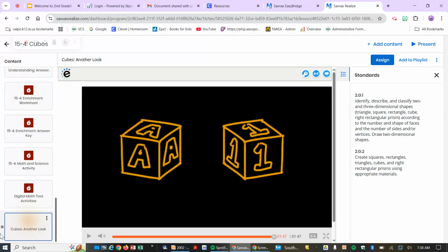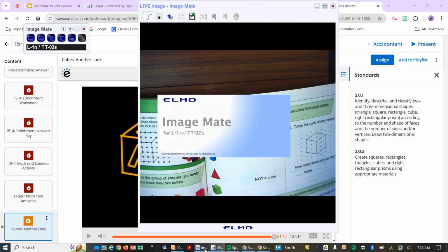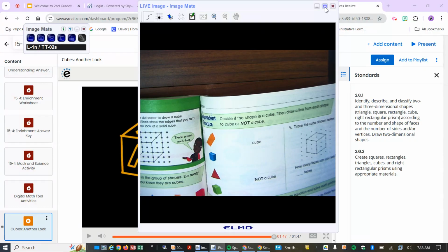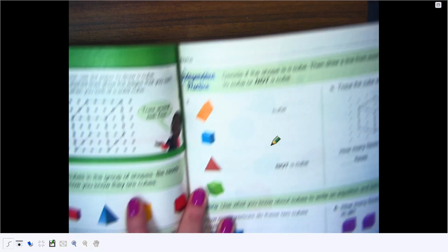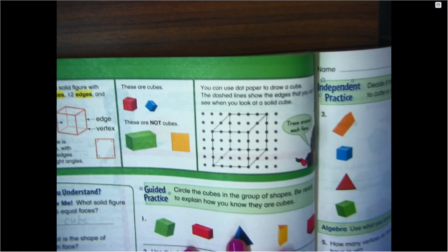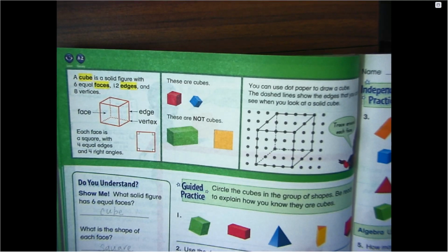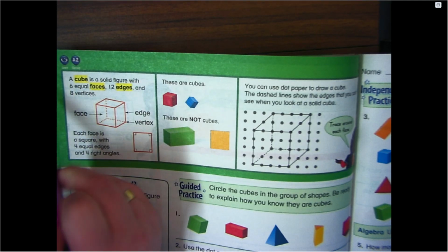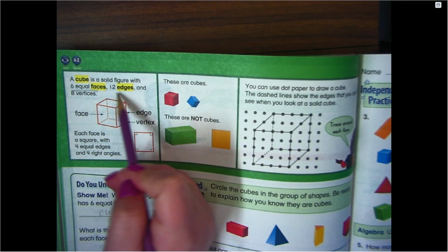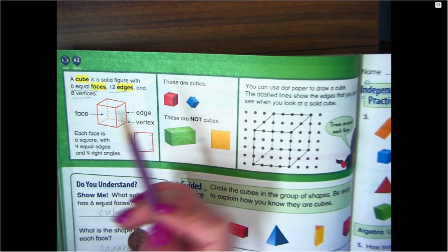Okay, we are going to jump into our math book. We're on page 878. The most important thing to remember about cubes is that they have 6 equal faces, and that means that each face is a square. So if we look up here in the green box on page 878, it reminds us that a cube is a solid figure with 6 equal faces, 12 edges, and 8 vertices.